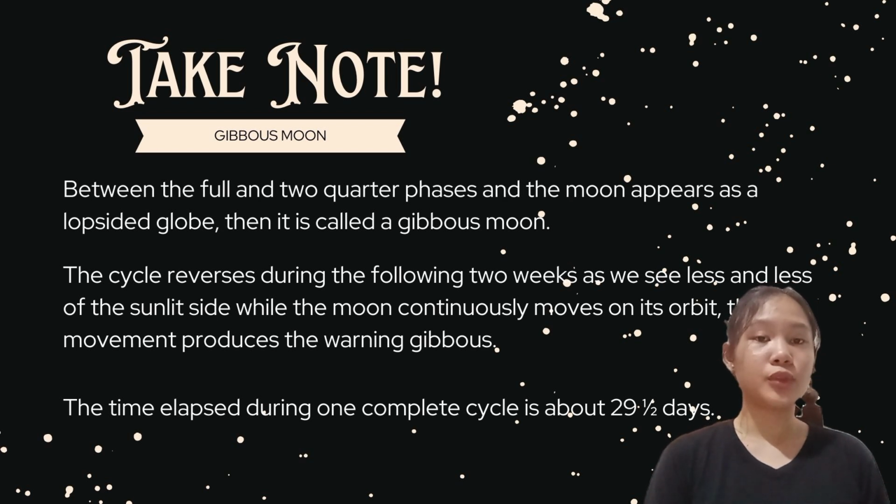The cycle reverses during the following 2 weeks as we see less and less of the sunlit side while the moon continuously moves on its orbit. This movement produces the waning gibbous. The time elapsed during one complete cycle is about 29 and a half days.